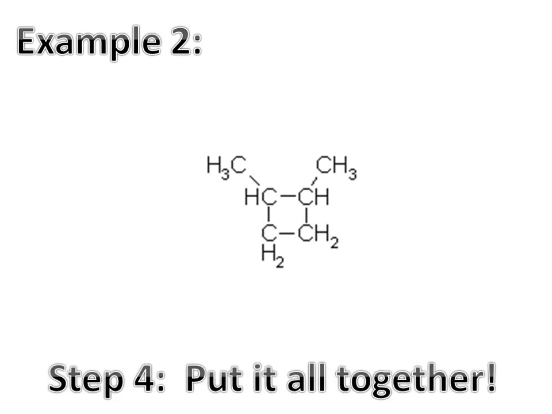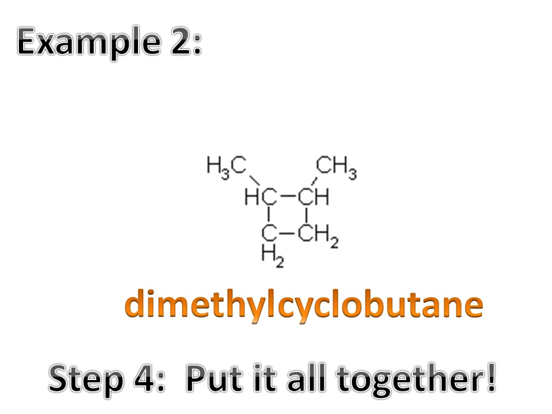Now putting it all together at the end here, our parent chain was cyclobutane. Cyclo because we had a ring, bute for 4 carbons in that ring, and ane because we have an alkane. Dimethyl says we have 2 methyl groups hanging off of this ring. So we need to know where they're hanging off, the 1 and 2 position. This is the complete name. Notice the numbers are separated by commas, and the numbers and the letters are separated by a dash.